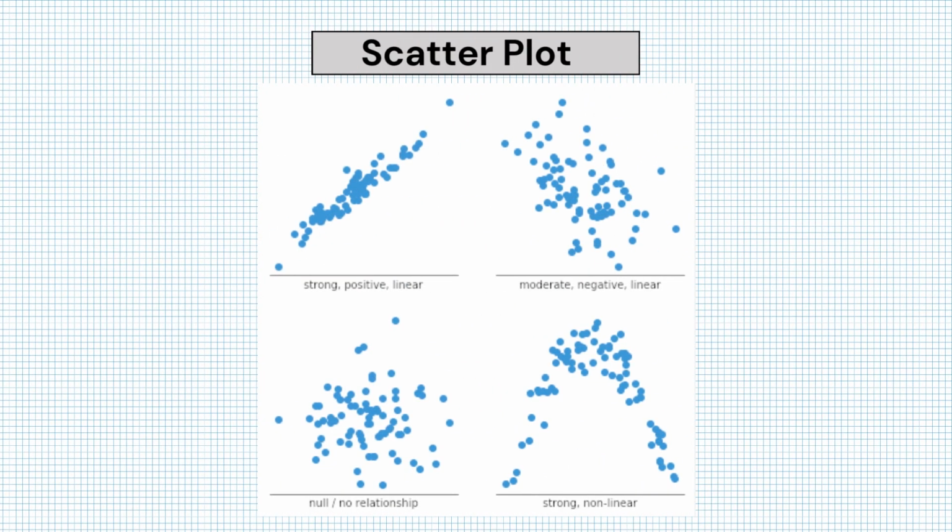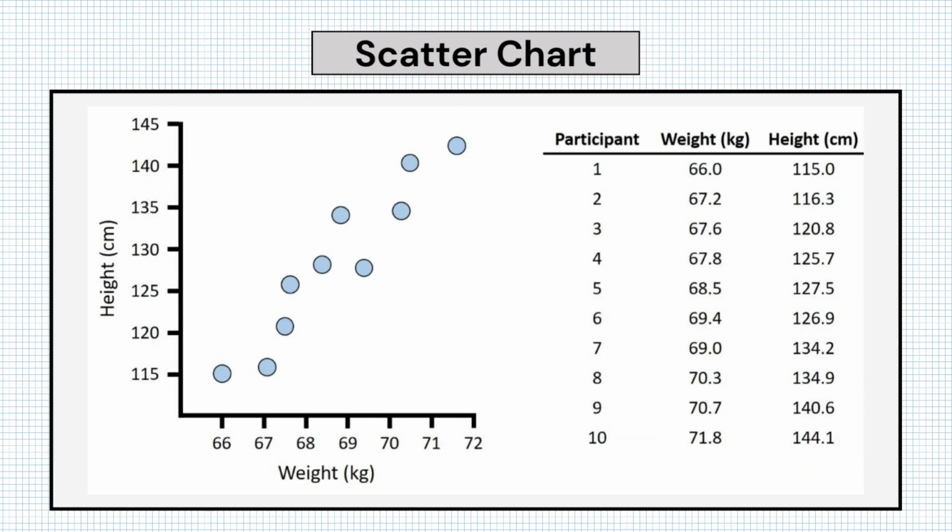Scatter plots are used to observe relationships between variables. For example, in this scatter chart, you can see the relationship between weight and height of the participants.